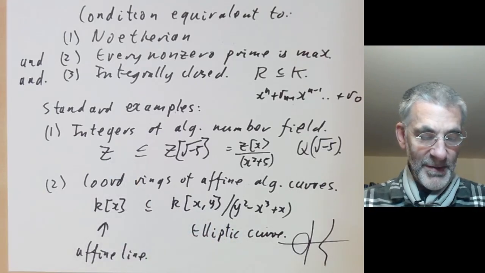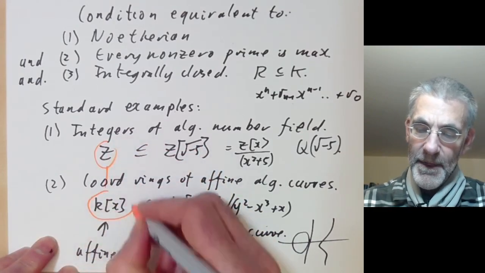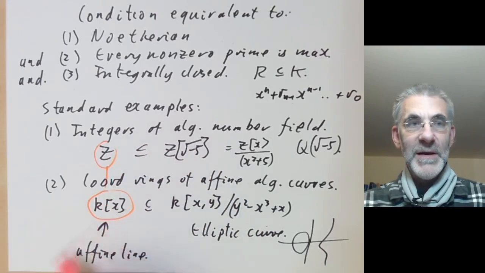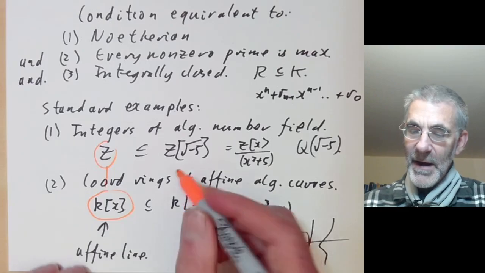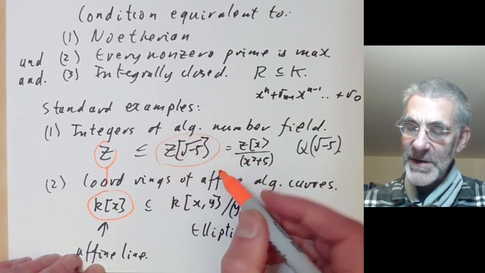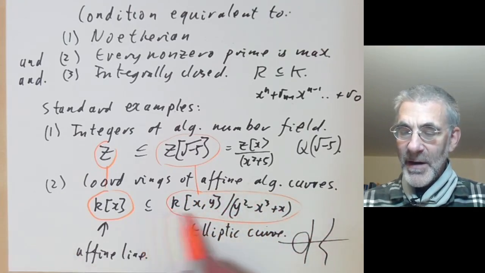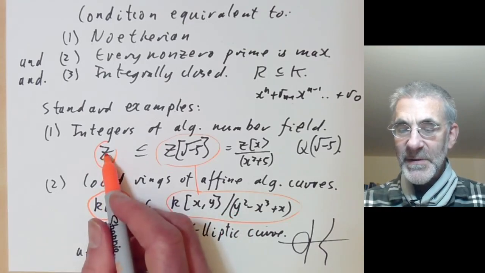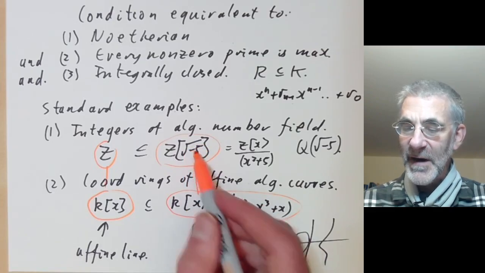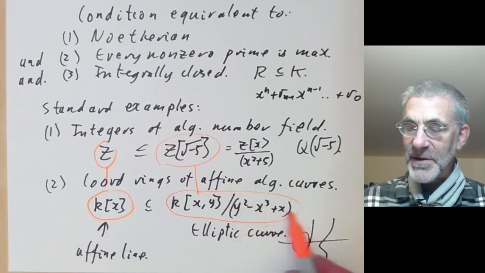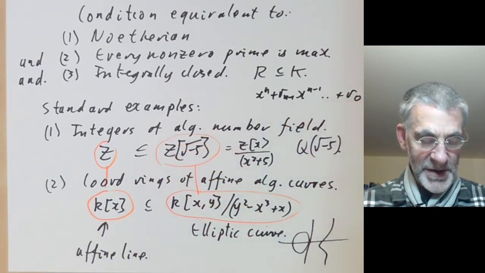Both of these are rather similar. So the integers behave rather like the ring of polynomials in one variable. They're both Euclidean domains, and pretty much anything you can do with one has an analog for the other. And similarly, this ring here, you can think of as being analogous to this ring here. You see, in each of them, you're starting with this ring and adjoining the square root of something. In one case, you adjoin the square root of minus 5. In the other case, you adjoin the square root of x cubed minus x. So there's a close analogy between these two rings.